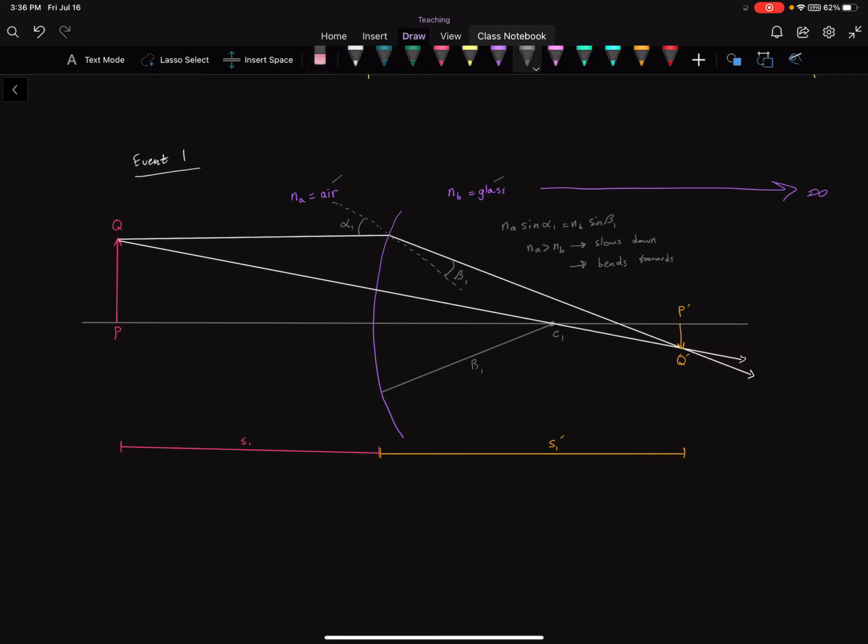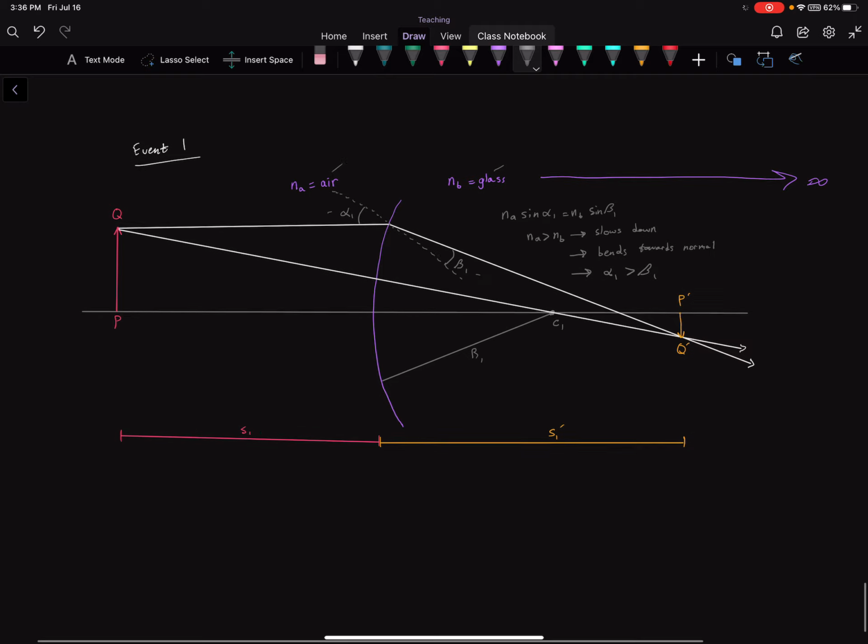Bends towards normal, right? So that means this angle is going to be bigger than that angle. So alpha 1 is bigger than beta 1. Okay, so keep that in mind.